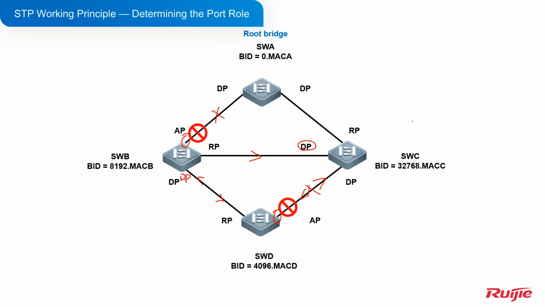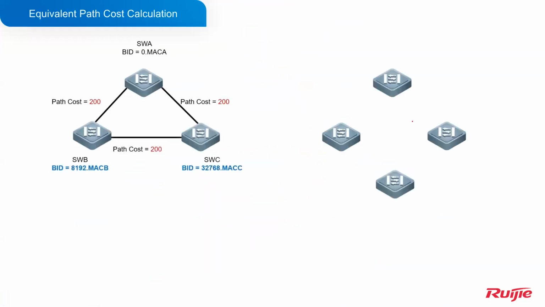Okay, and next, let's see some special cases of the equivalent path cost calculation. Now, the path cost of each link is 200. It's the same, right? And you can see the BIDs of SWA, SWB, and SWC. Okay, and in this case, obviously, SWA is the root bridge since the priority value is 0, right?